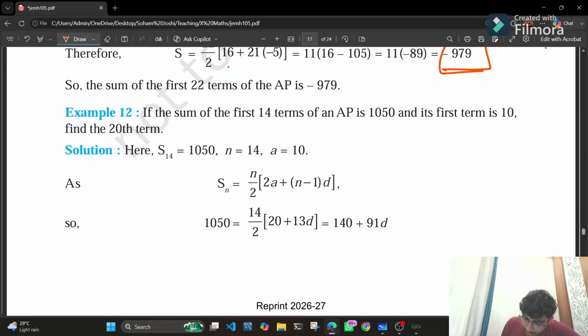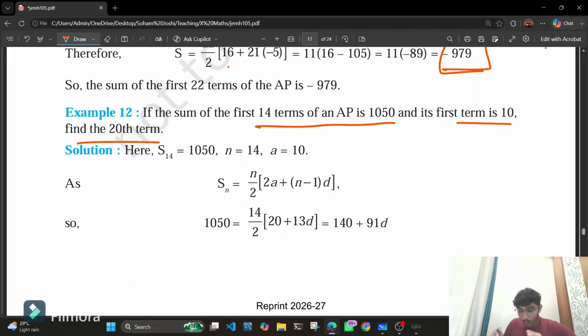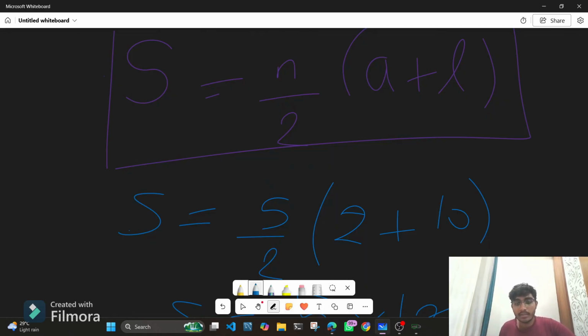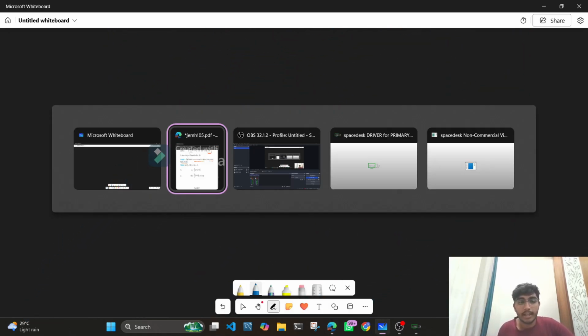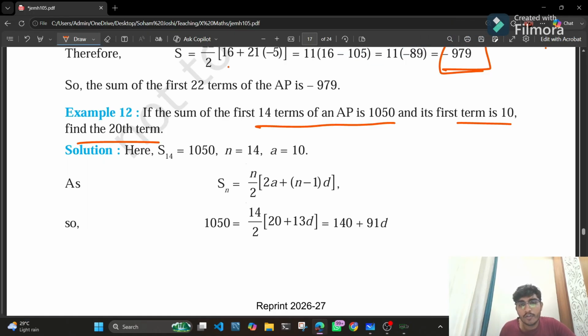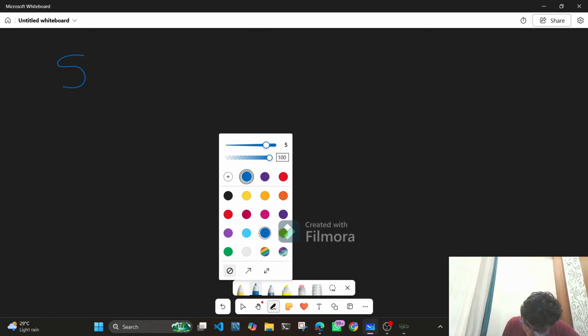Next up, we have: if the sum of the first 14 terms of an AP is 1050 and its first term is 10, find the 20th term. Okay, we can go stepwise. We'll solve it on our whiteboard. We are given that the sum of the first 14 terms is 1050. We'll solve it with our white pen.